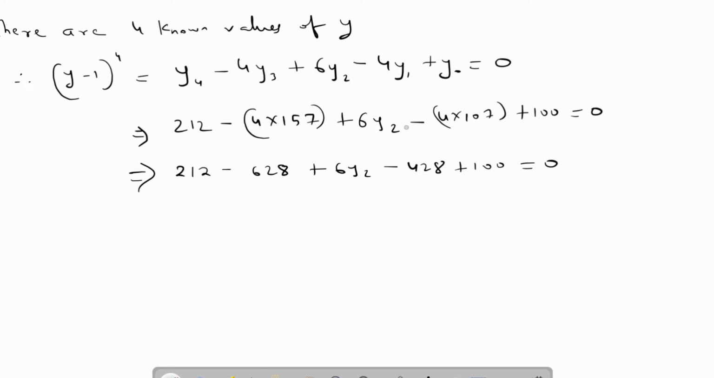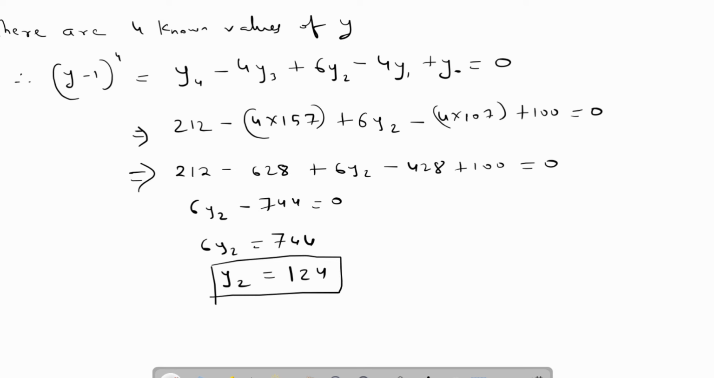Now we have to bring the positive and the negative terms on one side, or just subtract all the negative values from the positive values. You will get one conclusive number here. When you add all of them, the final remaining here is 6y2 minus 744 is equal to 0. So 6y2 is equal to, take the 744 to this side, it becomes a positive number, 744. So therefore y2 is equal to 744 divided by 6, that is 124. So your answer here is 124. You can write the conclusion as: the missing value is 124. Okay, so this is how you solve the problem on interpolation.